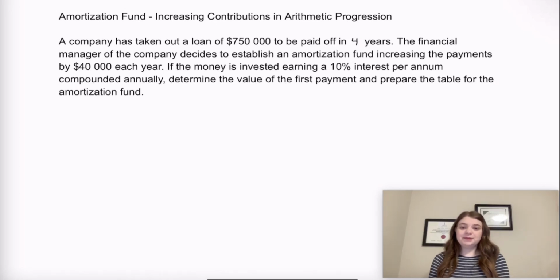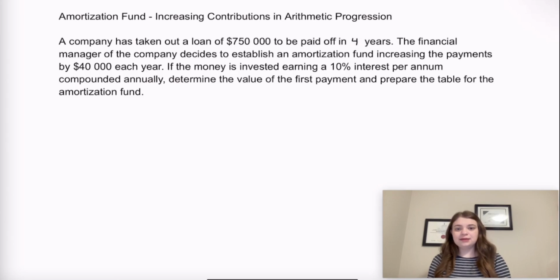So today we're going to be making an amortization table for an example with increasing contributions in arithmetic progression. Just a reminder, what do we mean by arithmetic progression? We mean that the payment is going to be the same dollar amount more than the last payment every single time. So let's take a look at this example.